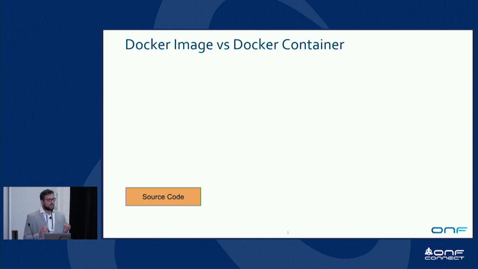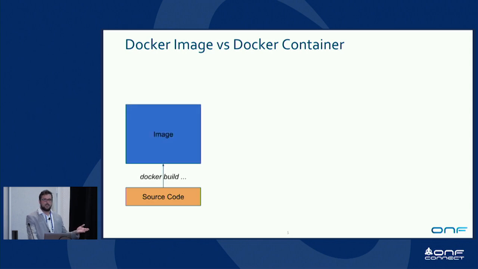As we know, we have images and containers. What is the difference between the two? We all start the journey with some code that we have written somewhere, most likely on our local machine. We take this code, we invoke a command, docker build. This will give us an image.